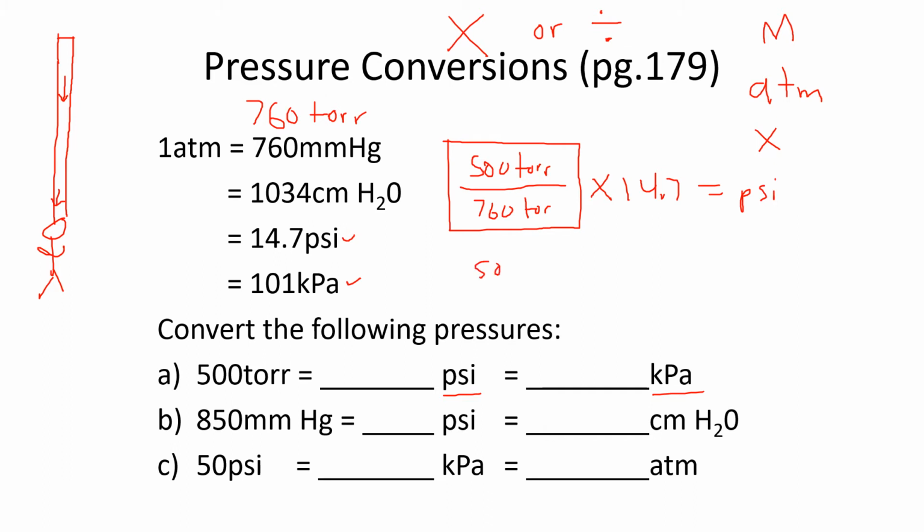If I do the same, 500 torr over 760 torr, that changes to atmosphere. And then all I have to do is multiply by my conversion factor. So, how many PSI is 500 torr? 500 divided by 760 times 14.7. 9.67, okay. So do the same, 500 divided by 760 times 101.